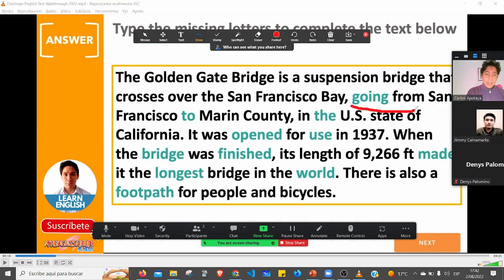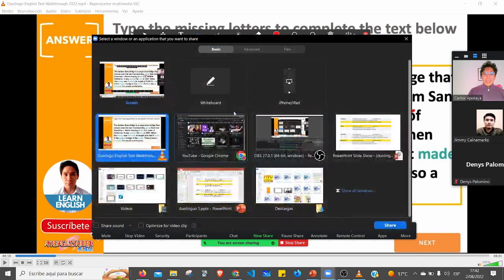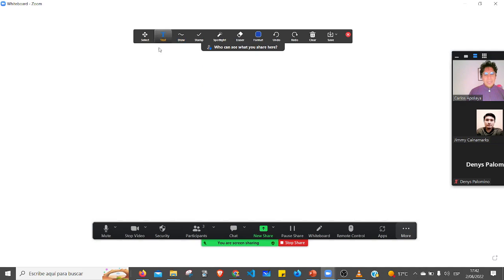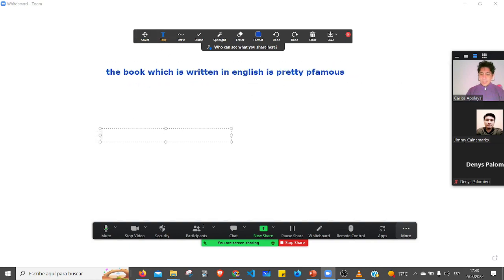¿Saben por qué es going? Ir de San Francisco a Marin County. Okay, let's go here. Let me explain this. You know that, for example, we have the book which is written in English is pretty famous. You know that we have which because it is an object, right? Or you can say the students who are in this class are from Peru.